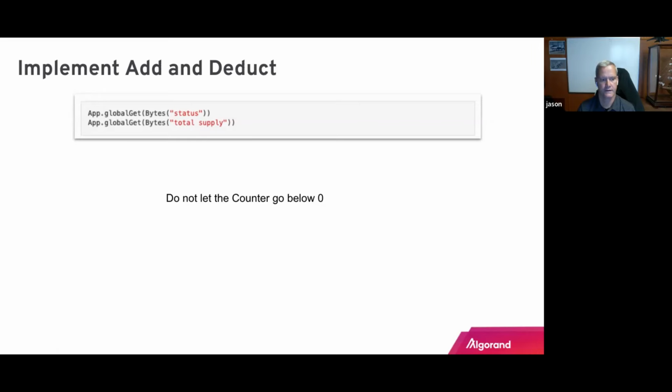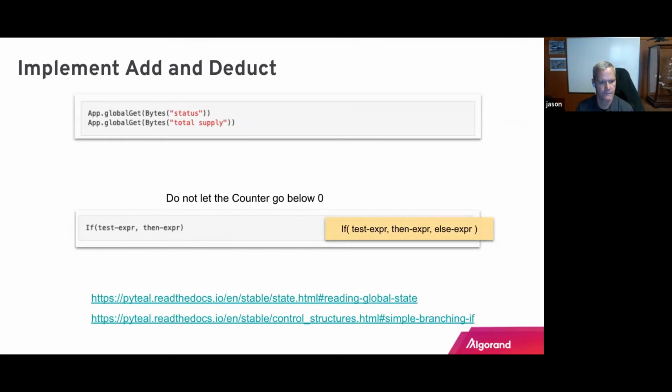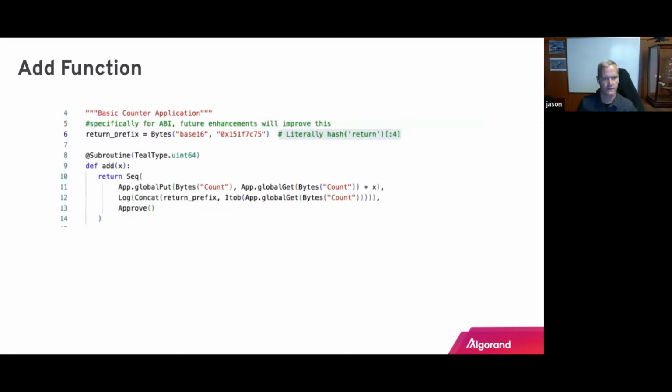And in this particular case, I'm going to use a flow control If expression. What it does is you put in a test expression. If it's true, then it'll execute the body, the then expression, right? We also have the ability to do If-Then-Else in PyTeal as well. So you can take a look at that. But from a standpoint of how we would actually implement this code, let's start with the add and see what it looks like. Now, don't get too worried about the return prefix.